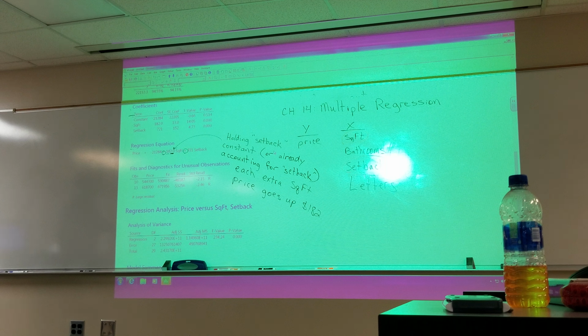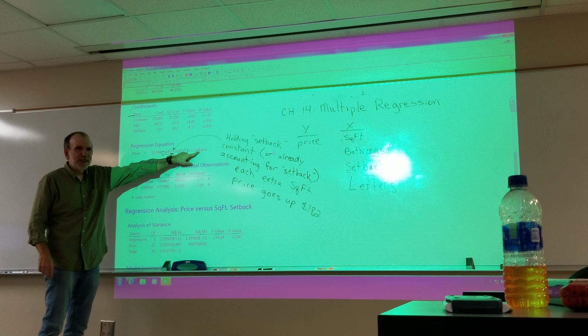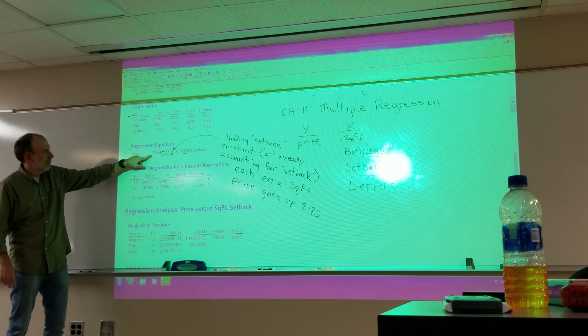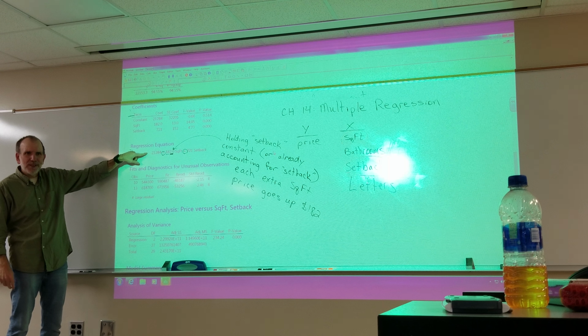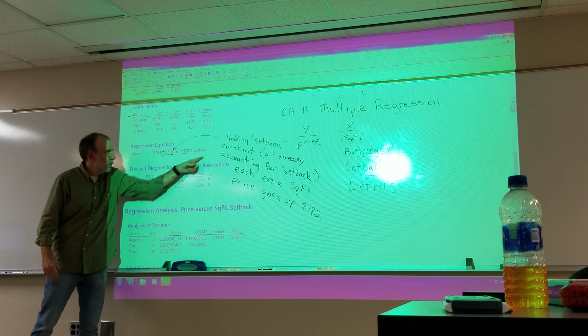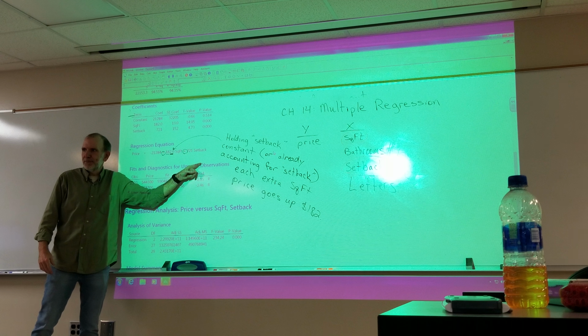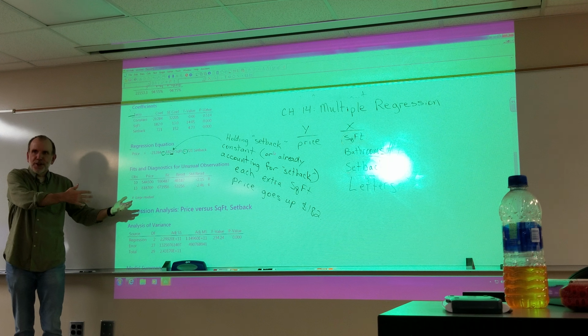If we wanted to predict the price of a house that was 2,000 square feet and had 150 feet of setback, could we do that? How would you do that? Substitute the square footage. You would put 2,000 in here, multiply it by 182, put 150 in here, multiply that by 721, and subtract. And why are we subtracting? Because the intercept estimate is negative. It's just like last chapter. We just have one more term we have to account for here. So I think y'all can do those. If you could do this last chapter, you can do it this chapter.